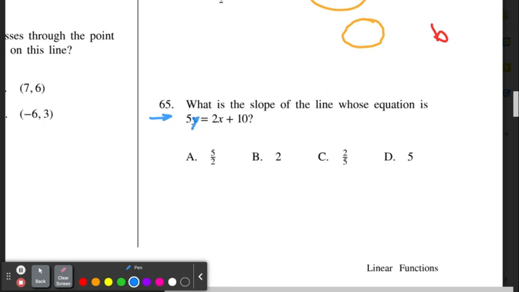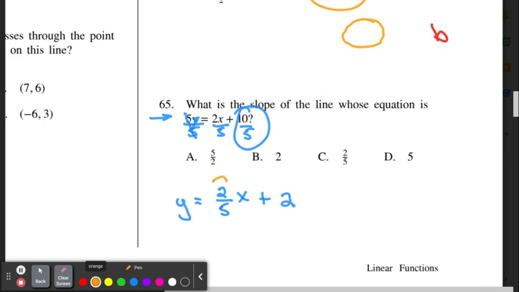So this is 5 times y. To get that y by itself, we have to do the opposite of 5 times y. So I'm going to divide everything by 5. And I end up with y equals 2 over 5x plus, you can leave that 10 over 5, or I know 10 divided by 5 is 2. So which one is the slope? Which one is the number in front of the x? 2/5.